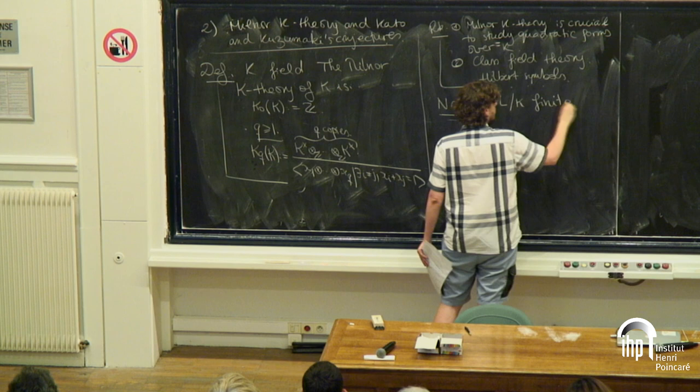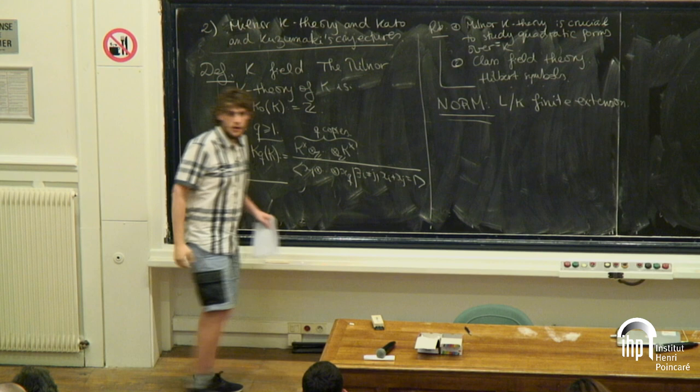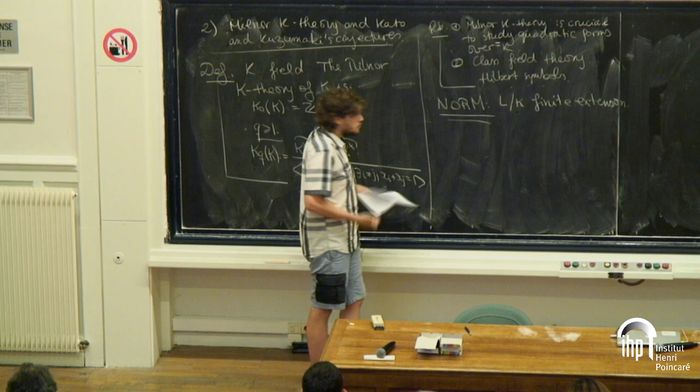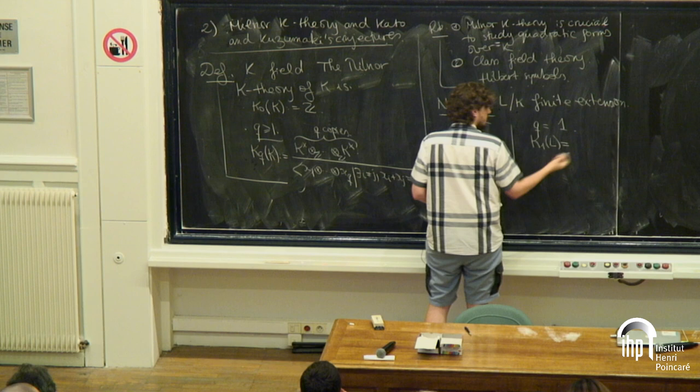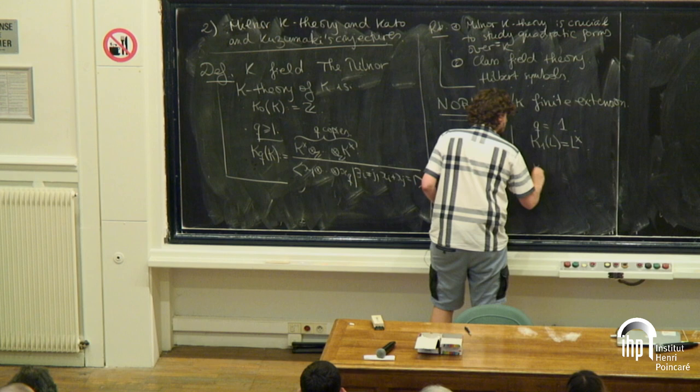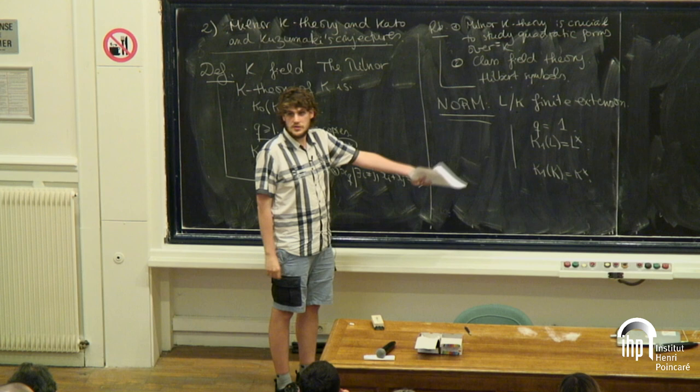And what we would like is to have a morphism going from Milnor K-theory of L to Milnor K-theory of K. And we know how to do that in low degree. So for example, if we look at degree 1, well, what is Milnor K-theory in degree 1? The K1 of L is by definition just the multiplicative group L star. And similarly, the K1 of K is the multiplicative group of K. And between these two groups, we have a usual norm. So it's just the usual norm we always work with.